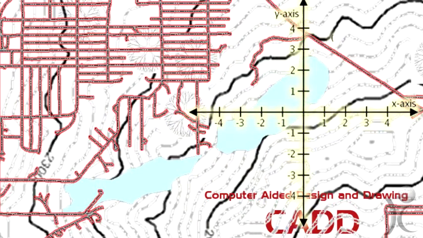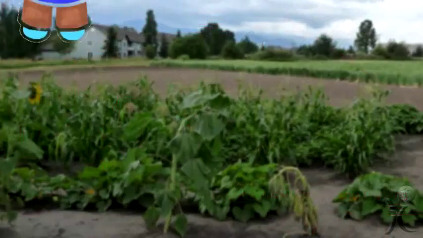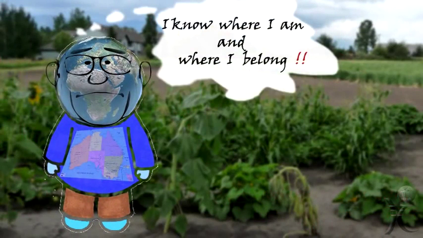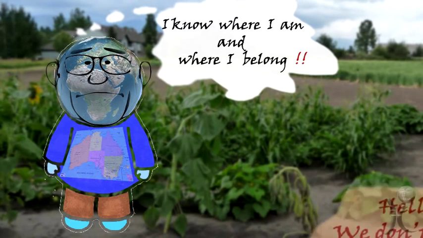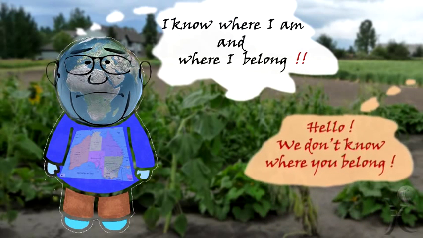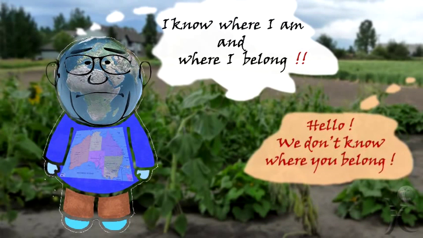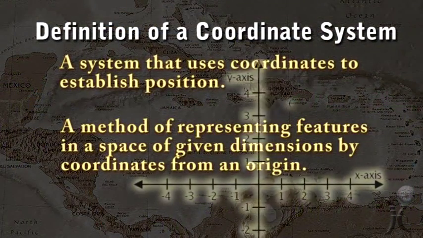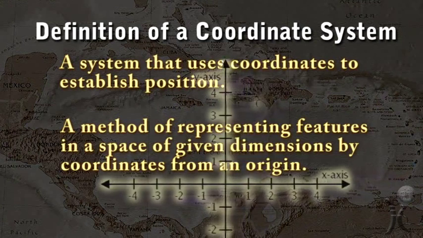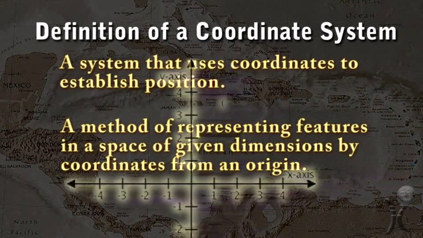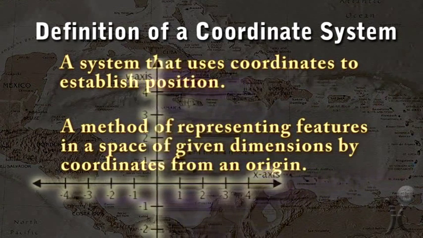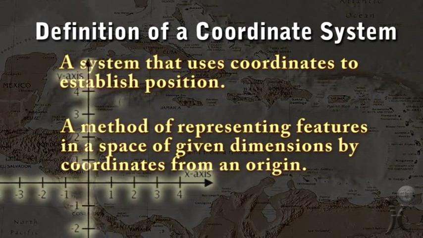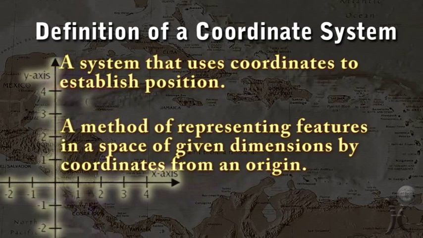All right, here is an interesting thought. Sometimes the coordinate reference system of a data set isn't defined, even though the data set is, in fact, in a coordinate reference system. What does that mean? Before we answer that, let's define what a coordinate system is. A simple definition is a system that uses coordinates to establish position. Another definition is a method of representing features in a space of given dimensions by coordinates from an origin.